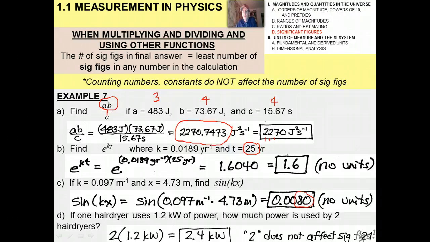We'll do many more examples in class using significant figures, and you'll be using them constantly in every calculation that you do over the next 2 years in this course. So you'll get used to it, and it'll sort of become second nature to you.